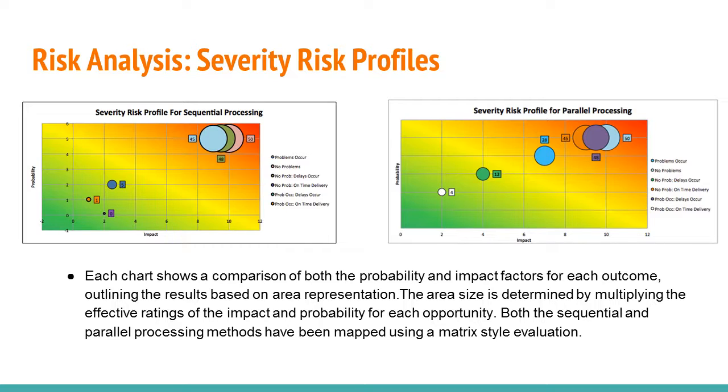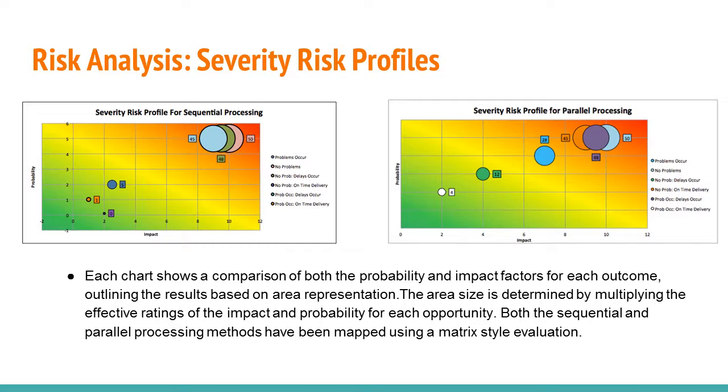So we look at the probability of having an on-time delivery if problems do occur under any of these alternatives. Under the sequential processing, the orange dot here shows that Darwin has a 1% chance of on-time delivery if problems occur. Under the parallel processing method, we have a higher probability of 4% if Darwin uses parallel processing.